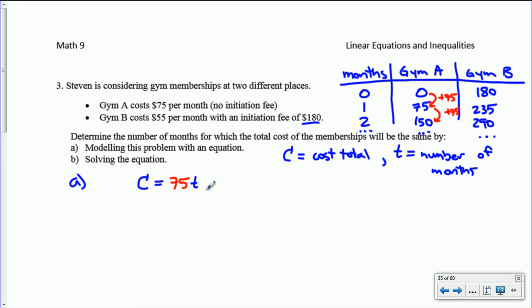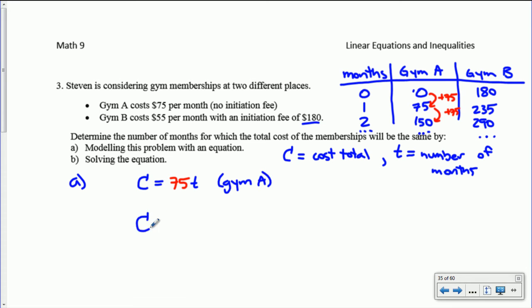And we can check this. So real quick, if I put T equals 0, then 75 times 0 is 0. That works out, right? If I put t equals 1, 75 times 1 is 75. There we go. If I put t equals 2, 75 times 2 is 150. That works out. Okay, so that is for gym A.